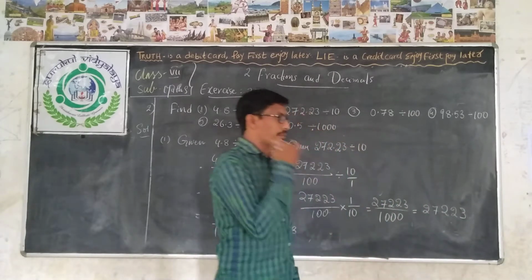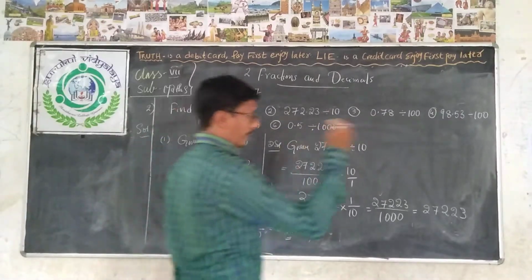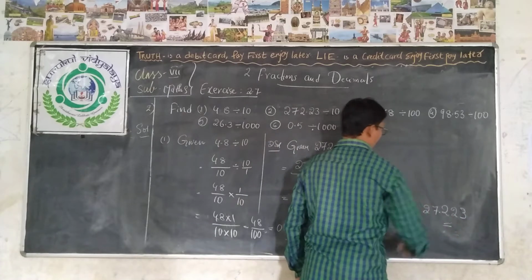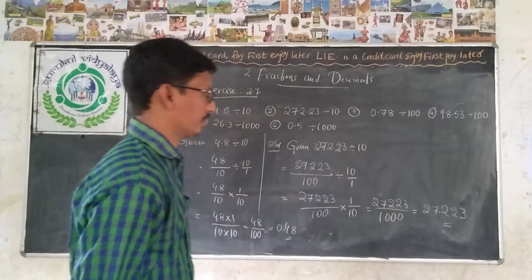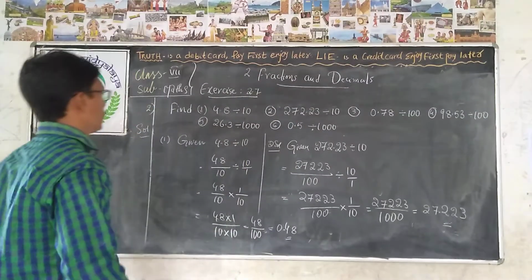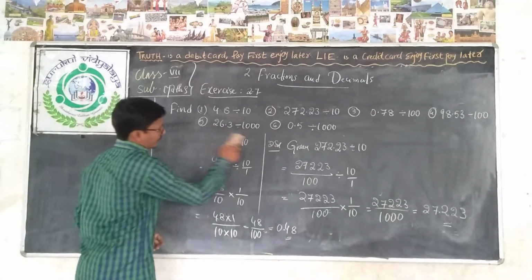Now in the denominator, how many zeros are there? 1000 means 3 zeros. From right to left, 3 digits up you can put the point. 1, 2, 3. So you will get 27.223 as the answer. Children, understood? These are very easy problems. In the same way, the remaining problems you must also do easily.